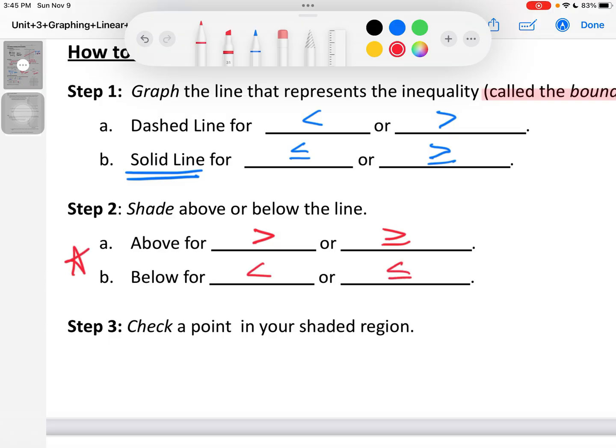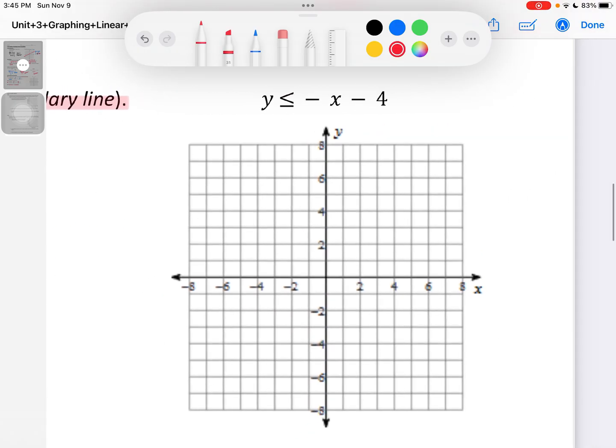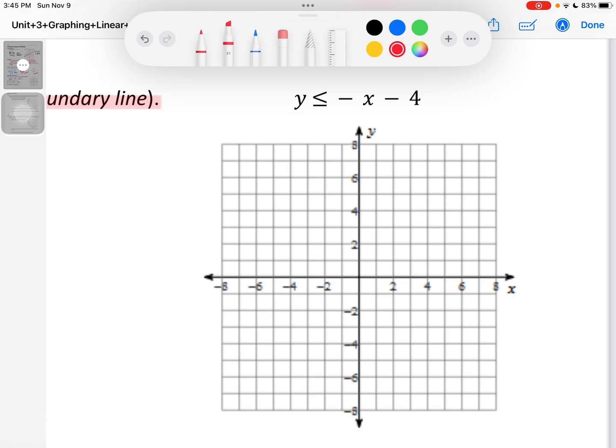I'm not a particular fan of memorizing these things, so I like to check a point in our shaded region, and I'll show you how to do that with our first example. So for this one, we're going to graph like normal. My slope is in front of the x, so it's that -1. My y-intercept is -4, so we're going to start at -4. Slope is -1, so we're going down 1 to the right 1. When we can't anymore, we're going to go up and to the left.